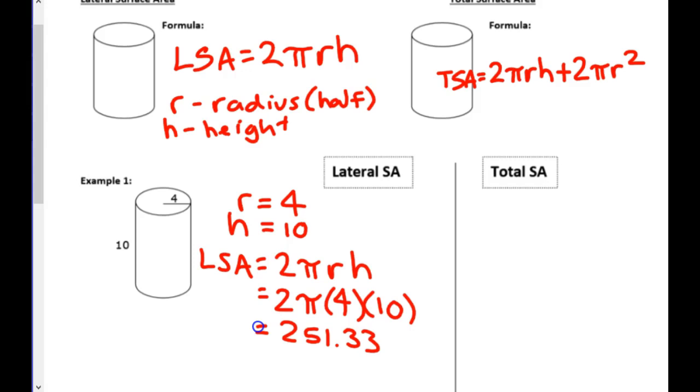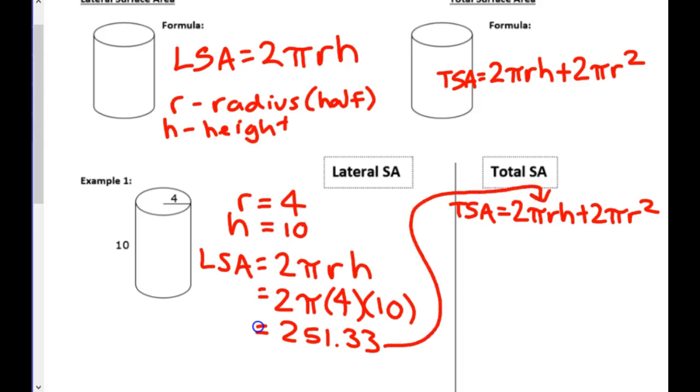All right. Now, for total surface area. Write small, I guess, because there's not a lot of room. Don't we already know the first half, 2 pi rh? We just did that, right? So this goes right there. So 251.33 plus 2 pi 4 squared, right? Because we know r is 4. We're just plugging it in.